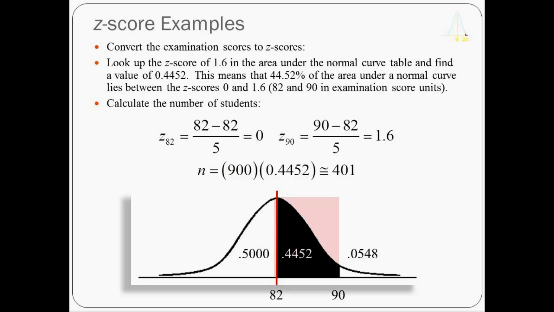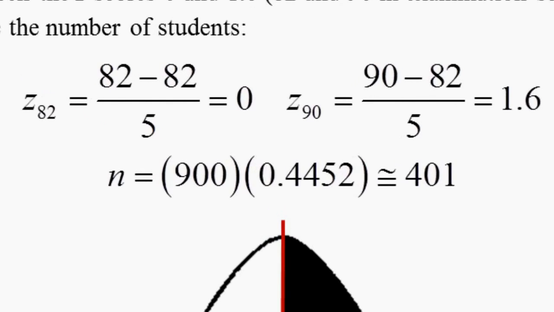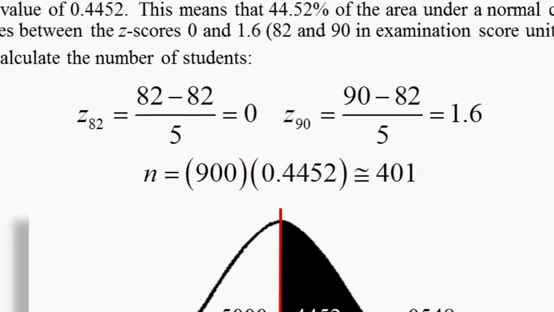Either using the table or doing subtraction, 0.5 minus 0.4452, I've also labeled the area in the tail, the smaller white area to the right, as 0.0548. I didn't really need that piece of information, but I just labeled it to show you that these three areas sum up to 1. So now I can go ahead and solve for the number of students. 900 students times the probability of being in the range of 82 to 90 leads me to learn that there are approximately 401 students that had scores in this range of values.